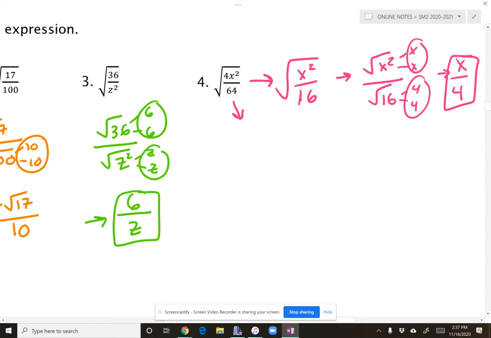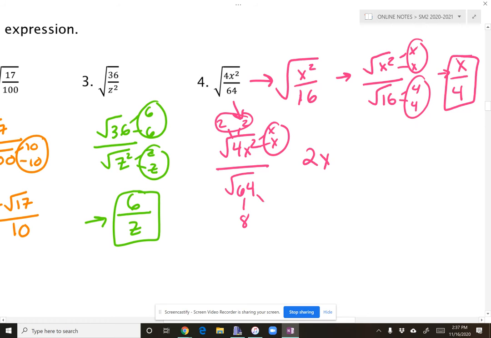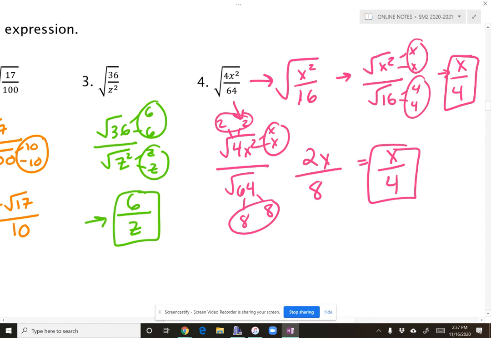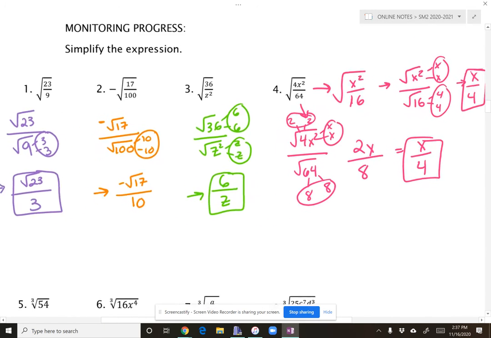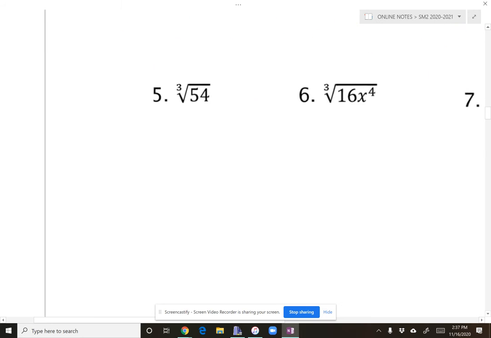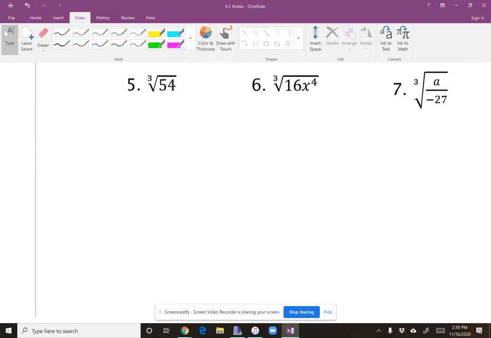Or another way you can do that is you can just split it from the beginning. And when you do that with your factor trees, you get 2 and 2, and x and x. So on top you would have a 2 and an x, and 64 is 8 times 8. So you'd get 2x over 8, but that fraction reduces to x over 4. I always think it's easier to reduce at the beginning so you're not working with big numbers and then you don't forget. But both ways work. Just remember to try to reduce when you can, okay?